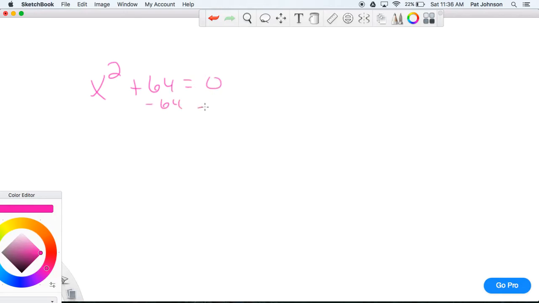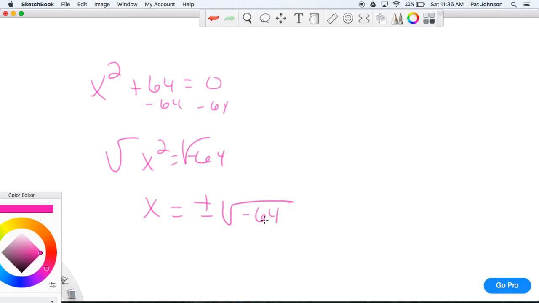We use algebra. So we have x squared equals negative 64. You take the square root: x equals plus or minus the square root of negative 64. But what's the square root of that going to be equal? i and 8. So plus or minus 8i is our solution.